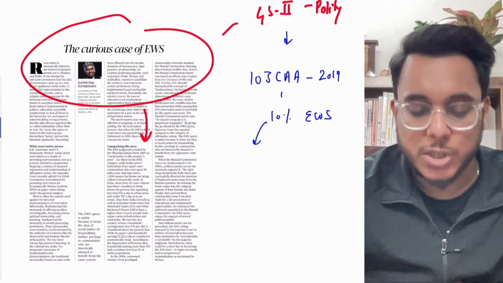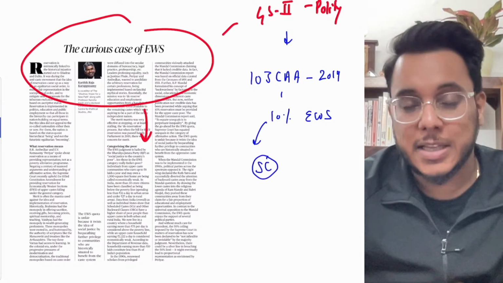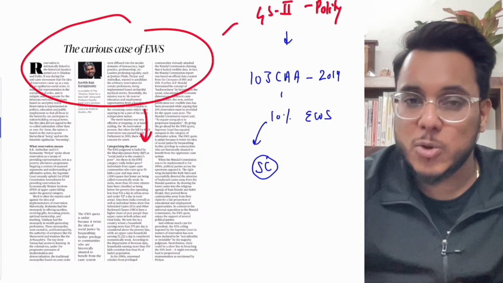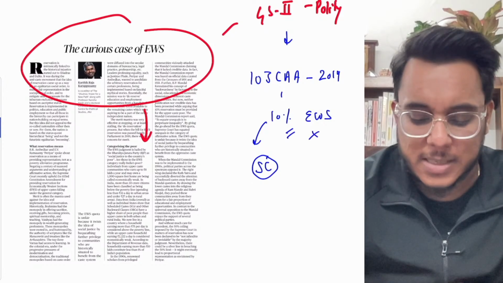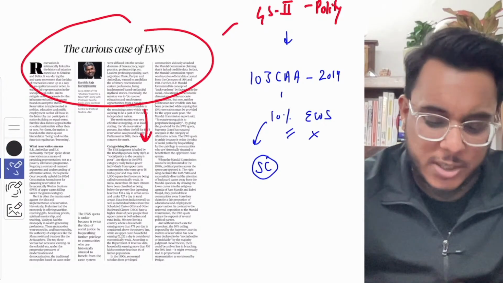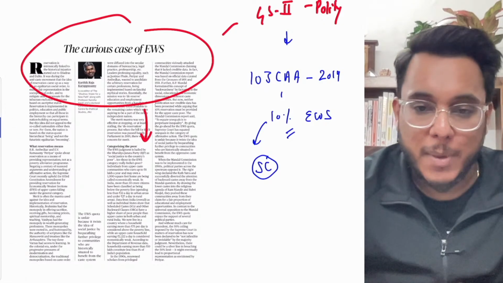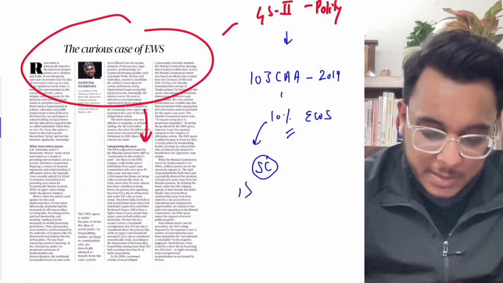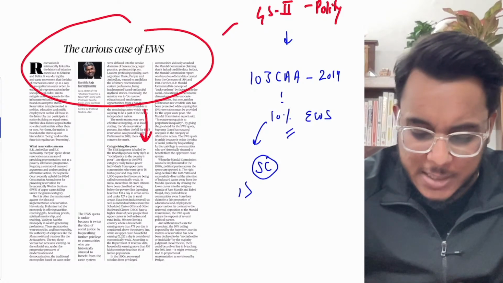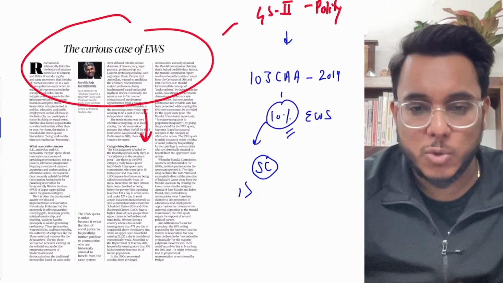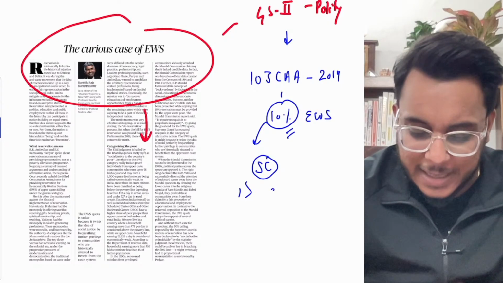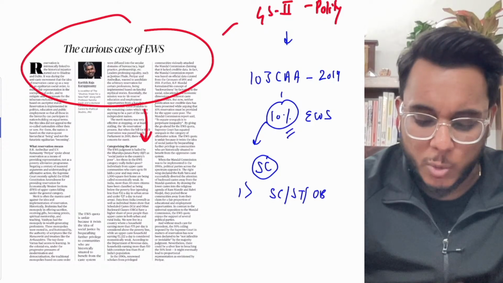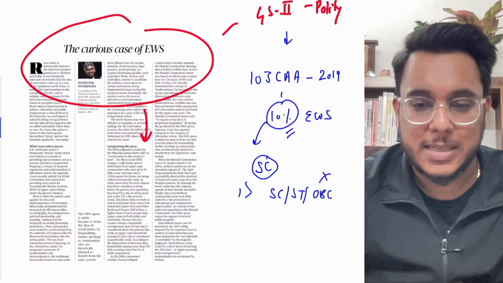Now this was challenged in the Supreme Court, in the Janhit Abhiyan versus Union of India case. In that case, it was said that this 10% reservation is unconstitutional. Why? Because, number one, when this 10% reservation is given to the EWS, it has been very clearly provided that the reservation cannot be given to SCs, STs and OBCs. So it is discriminating against them.